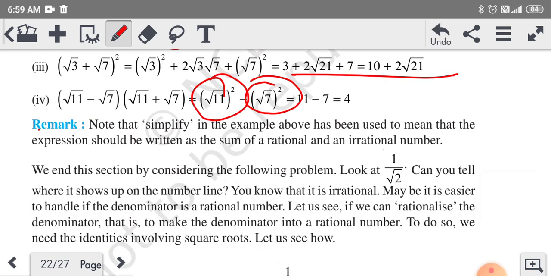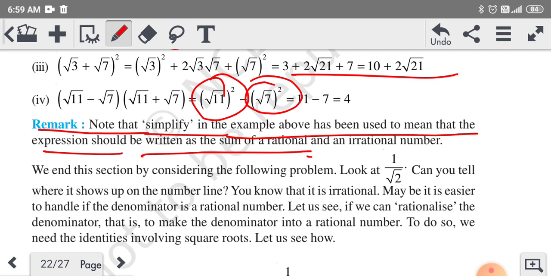So कहते हैं, note that simplify in the example above has been used to mean that the expression should be written as the sum of a rational and an irrational number. We end this section by considering the following problem.